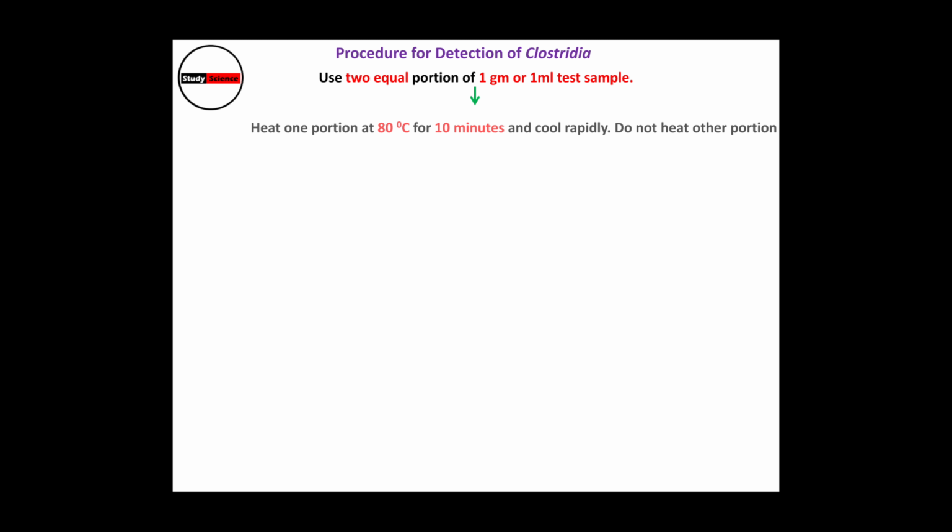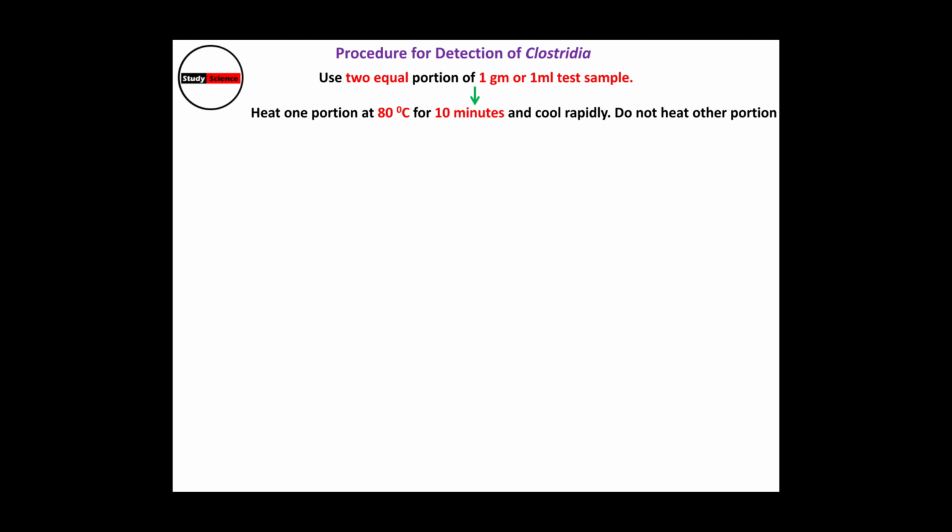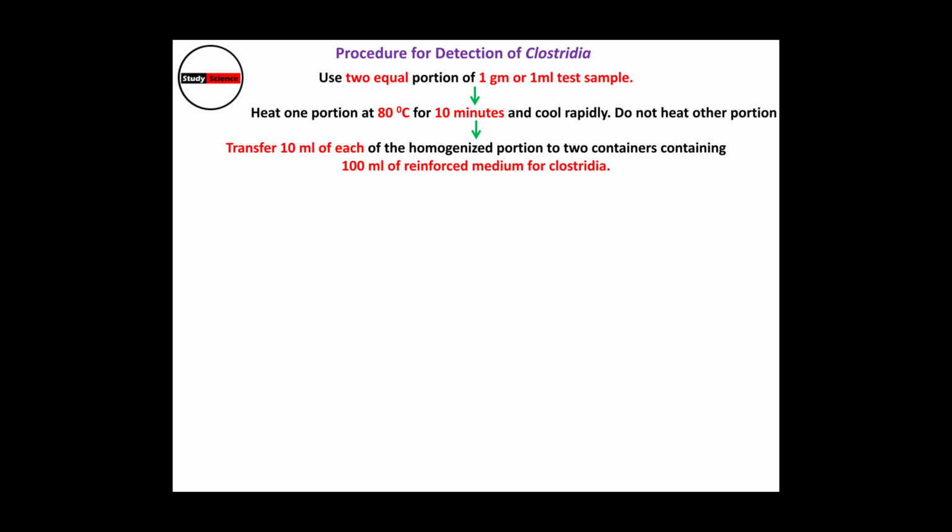Procedure for detection of Clostridia. Use 2 equal portions of 1 gram or 1 ml test sample. Heat one portion at 80 degrees Celsius for 10 minutes and cool rapidly. Do not heat the other portion. Transfer 10 ml of each homogenized portion to two containers containing 100 ml of reinforced medium for Clostridia. Incubate under anaerobic condition at 30 to 35 degrees Celsius for 48 hours.